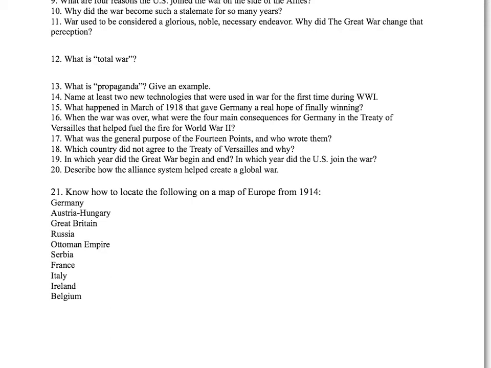16, when the war was over, what were the 4 main consequences for Germany in the Treaty of Versailles that helped fuel the fire for World War II? Remember, Germany was given all the bad stuff at the end of the war. Okay, so number 1, they got the blame or all the war guilt. Number 2, they had to severely limit their military.